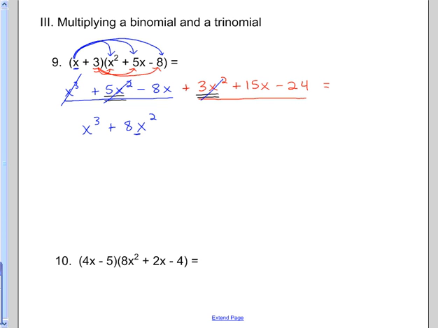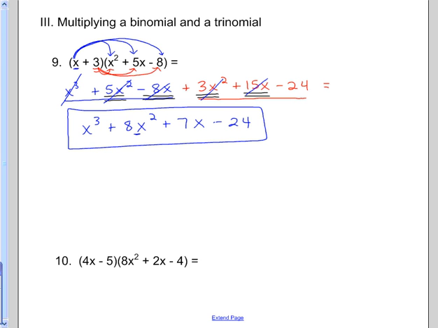We move to the x's, negative 8x, positive 15x would give me a positive 7x. Exponent doesn't change. Finish with those, and then my constant term, which is the negative 24. So this would be my final answer. So once you multiply and do this step here, it's kind of like what we were doing in section 3.4, where you're adding polynomials. You're just combining like terms here. All right, let's look at one more problem.